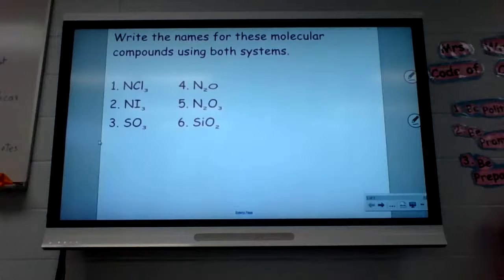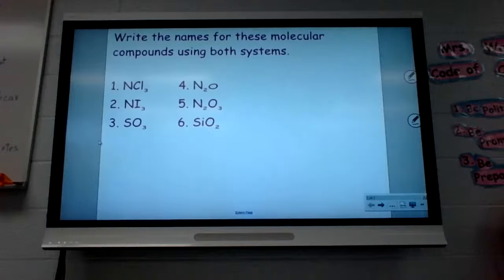So number 4, it's dinitrogen monoxide, because you have to use a prefix on the second element. It has 2 O's, mono and oxide, we drop an O. Is everybody okay with what I'm saying there? We don't write it like moose. All right, N2O3 would be dinitrogen trioxide. Number 6 is silicon dioxide. SiO2. It's got 2 O's, so dioxide.